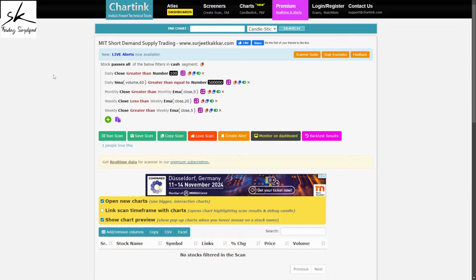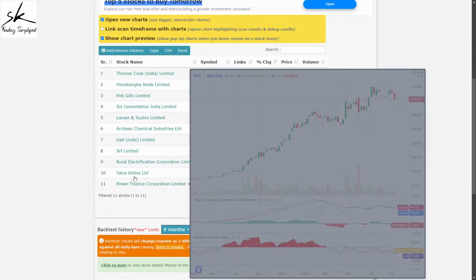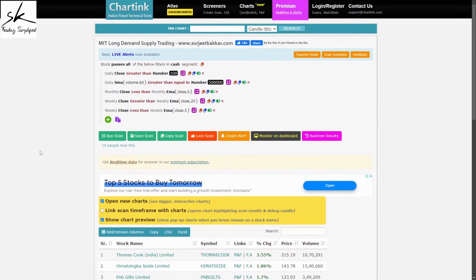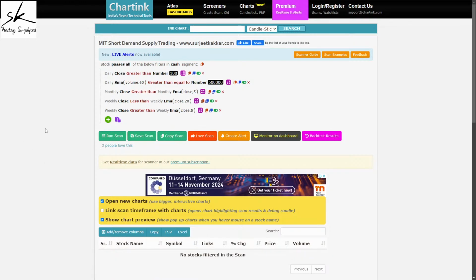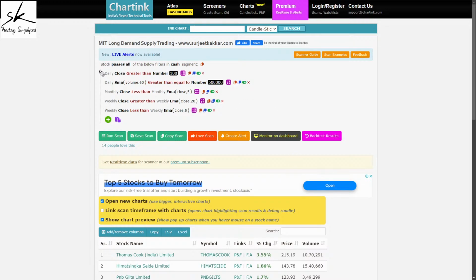Now, if you have a very small list, like you can see, we have a list of only 11 symbols, the probability of identifying something in sync with your trade plan definitely reduces, because the smaller the list, the lower the probability that something might match your trade plan. So you should always get a little bigger list. Or in case you're not getting any results and you want some, then in this scanner, you can see I have given about 5 conditions.